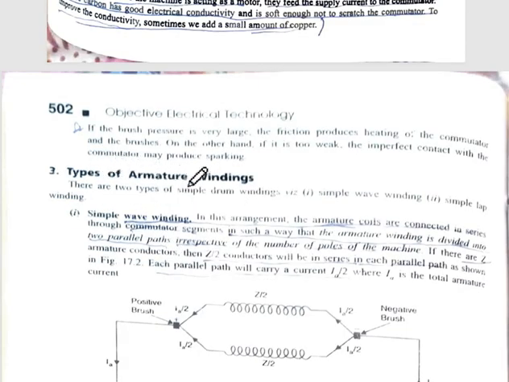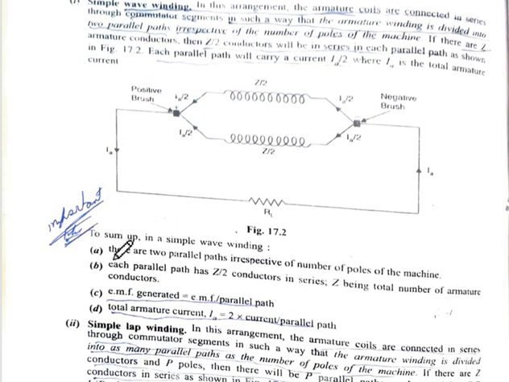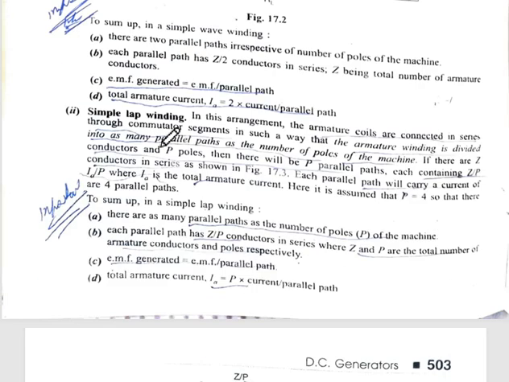Types of armature winding: simple wave winding. To sum up, in simple wave winding, there are two parallel paths irrespective of the number of poles of the machine. Each parallel path has Z by 2 conductors in series, where Z is the total number of armature conductors. EMF generated is equal to EMF per parallel path. Total armature current Ia is equal to 2 multiplied by current per parallel path.